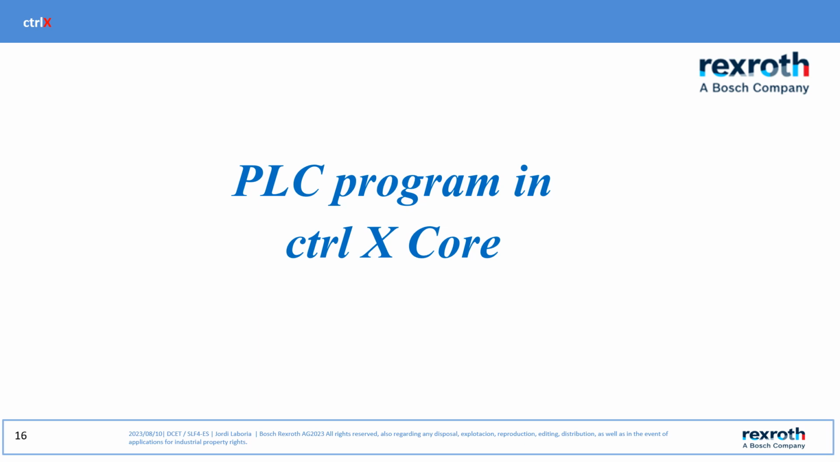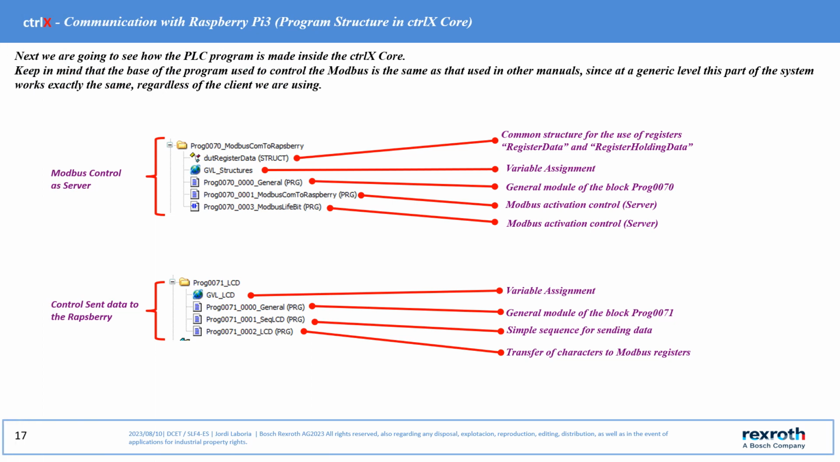PLC program in ctrlX core. This is the structure used in the ctrlX PLC program, considering that it has been used as a base, which had already been used in some other tutorials in which Modbus has been used. For the operation of the system, we have two main folders: Prog 070 for Modbus Communication with Raspberry, and Prog 71 for sending the data of the LCD format by the sequence of operation and sending the text.